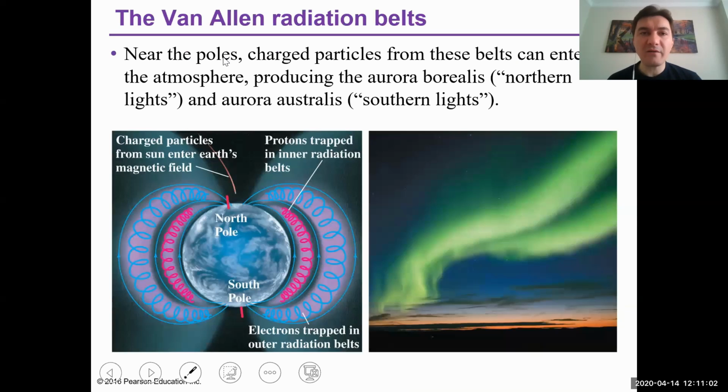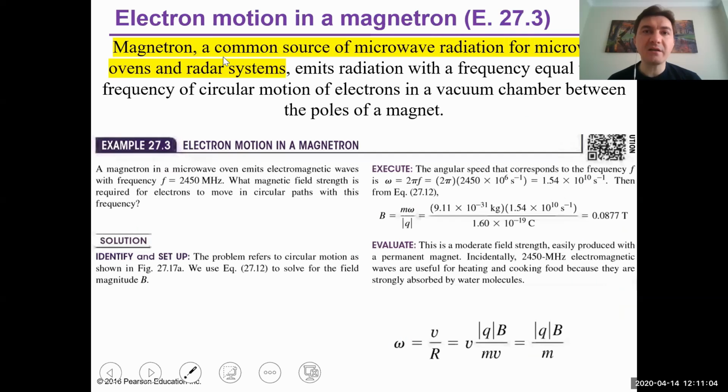So now I will continue with another example, electron motion in a magnetron. Maybe first of all, I should talk about what a magnetron is. You already know it. You already use magnetrons at home.